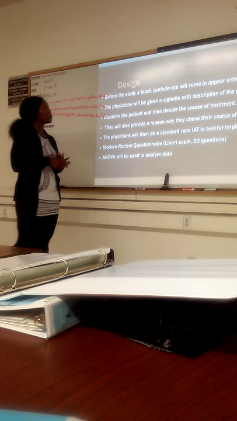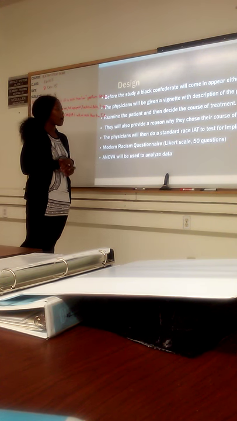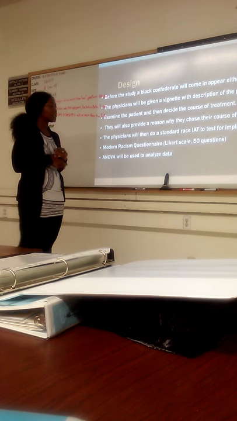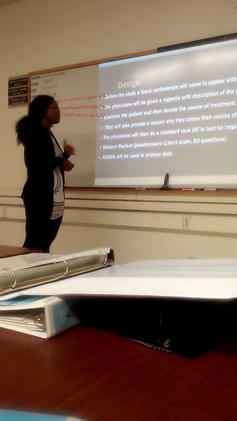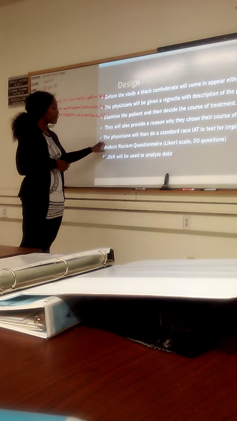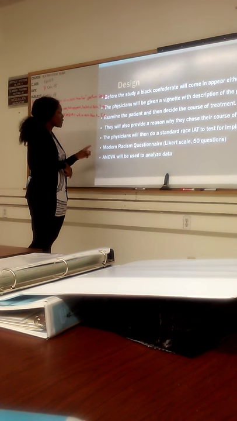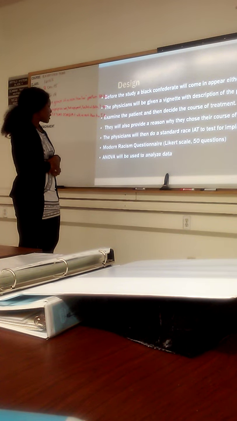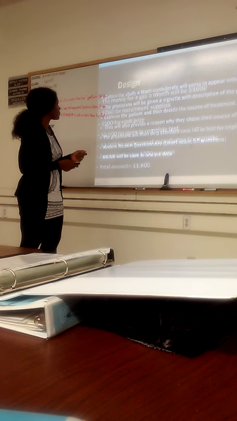For the design, before the study, a Black confederate will come in, either hostile or friendly. The physicians will be given the description of the patient, Black or white. They will then have to examine the patient and decide the course of treatment that they will use. I believe it's important that they give a reason why, so they'll provide a reason why they chose their course of treatment. The physicians will then do a standard race IAT to test for implicit and explicit bias. They'll also do a modern racism questionnaire that consists of 50 questions. Then an ANOVA will be used to analyze all my data.